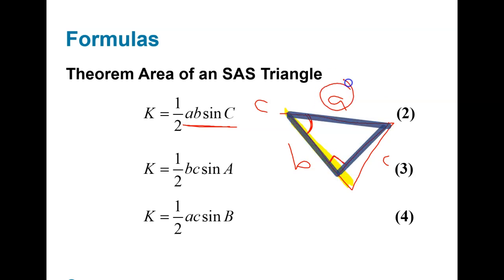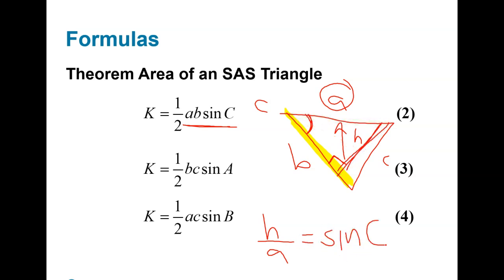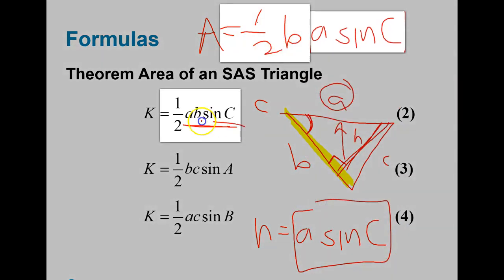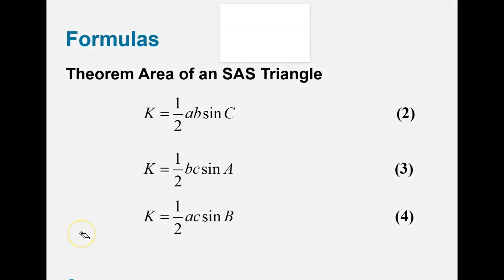Because this is the hypotenuse of that right triangle, we can find this side length using the sine formula. Call this side H, the height. H is the opposite side, and A is the hypotenuse. So the sine of C is H over A, which means H equals A sine C. So if the area equals 1/2 base times height, and B is the base, then we replace H with A sine C, and you see we get that formula. That's where this is coming from. It's just the area of a triangle formula applied to an SAS case.